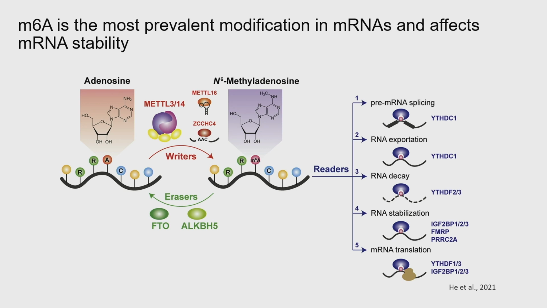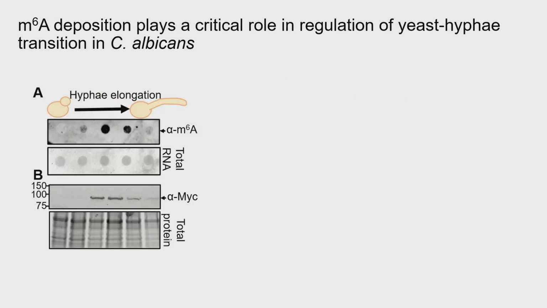So the best studied cases of m6A are in mRNA decay. That's why we asked whether m6A plays a role in mRNA decay during the yeast-to-hypha transition in Candida. So we purified RNA from different stages of hypha formation in Candida and looked at the amount of m6A using an anti-m6A antibody, compared to the total RNA.